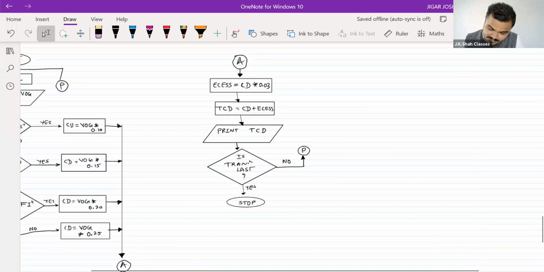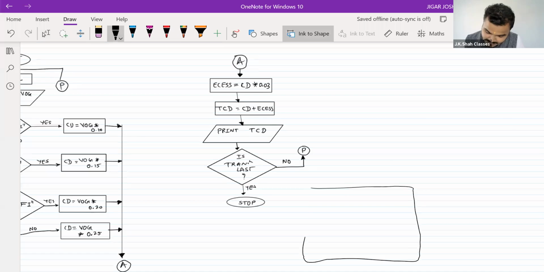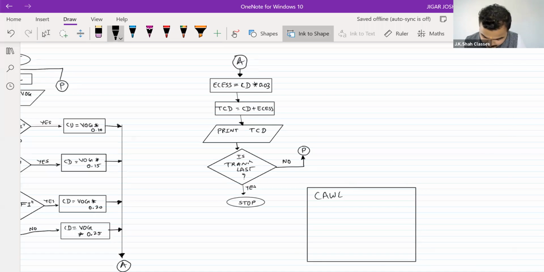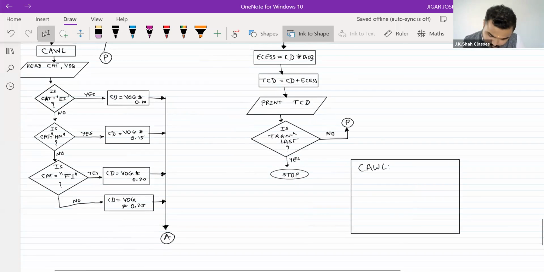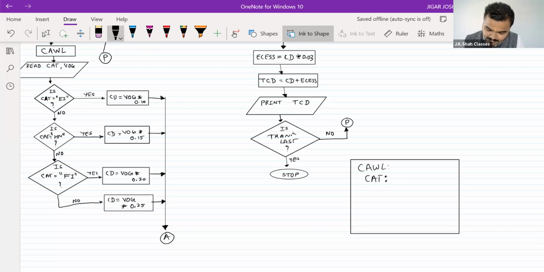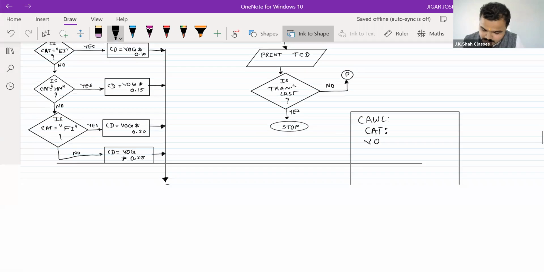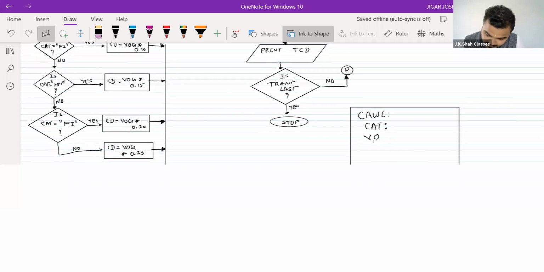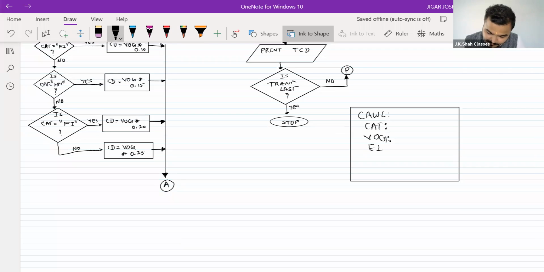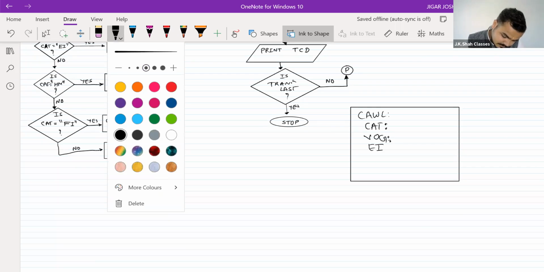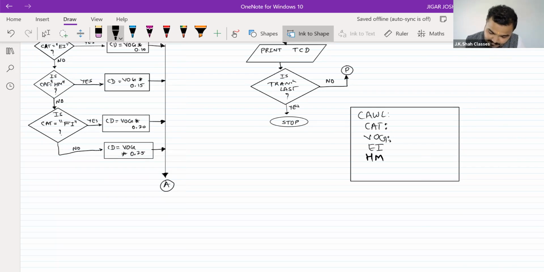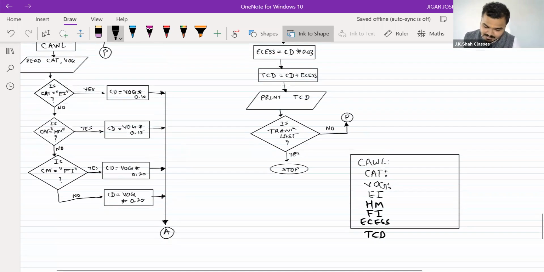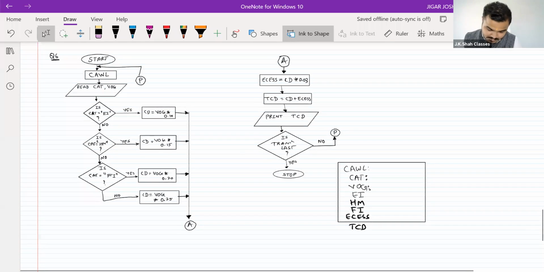One more thing is left. Sir, index. Yes. In index, CAWL. Then CAT, category. VOG, value of goods. EI, electronic item. HM, heavy machinery. FI, footwear item. ESES. TCD, total custom duty. Yes, sir. Understood? Yes, sir.